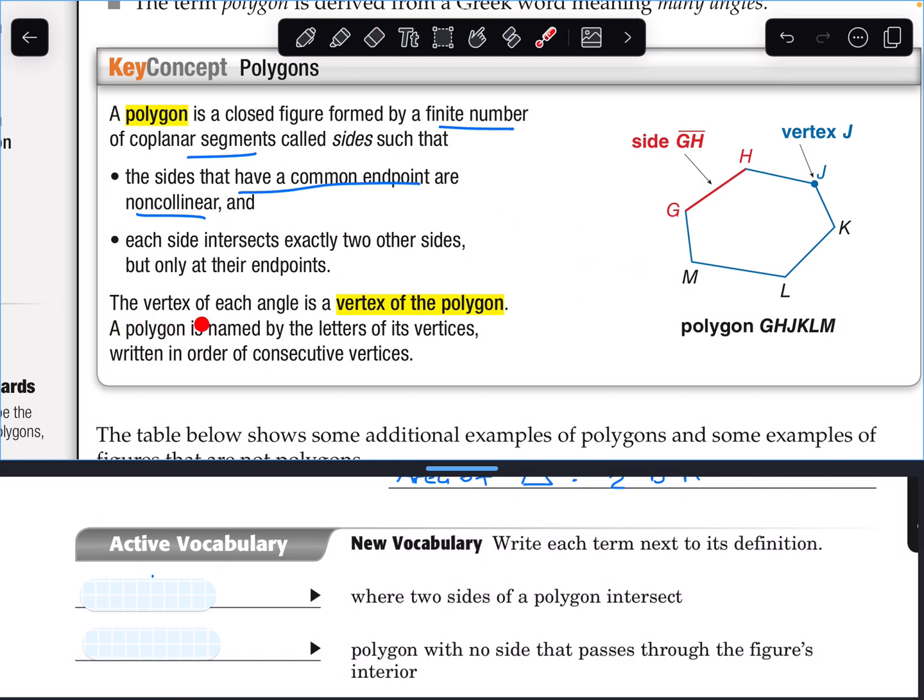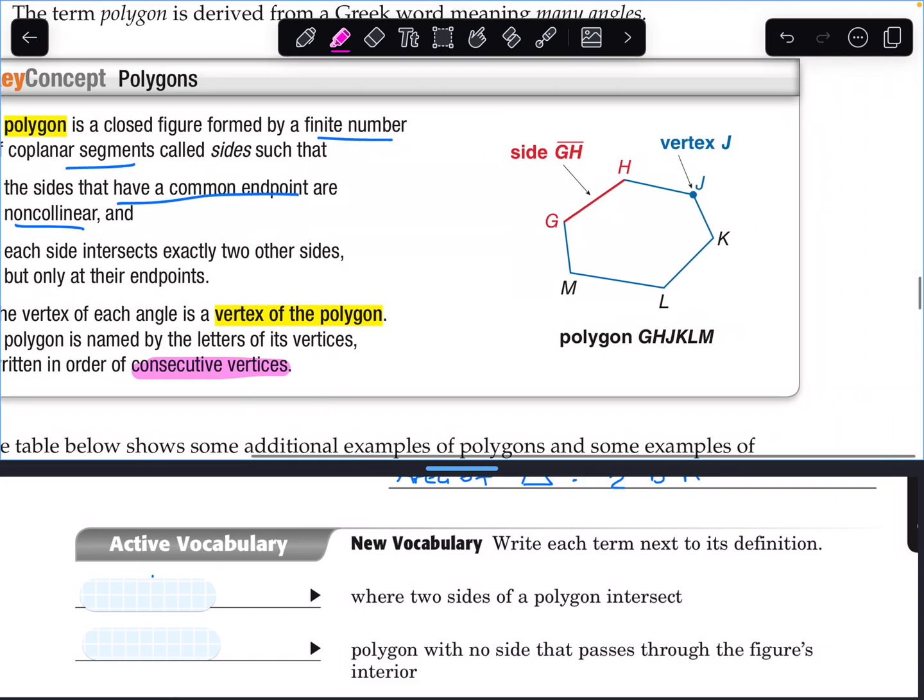Continuing on, the vertex of each angle is a vertex of the polygon. So we're reusing that term vertex from the previous section. A polygon is named by the letters of its vertices, written in order of consecutive vertices. So here is our example. We have a polygon here, side, segment GH. Point J is a vertex of angle HJK, but it's also a vertex of the whole polygon.